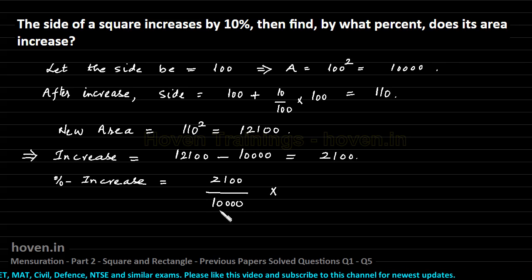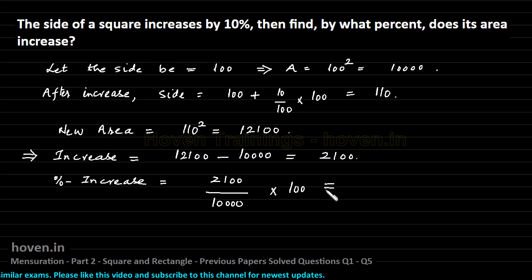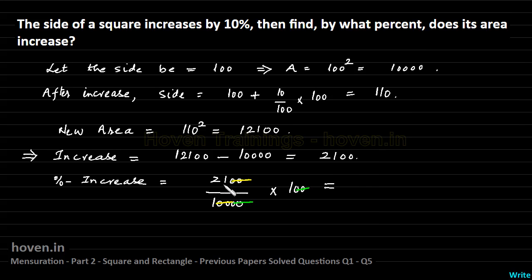Multiply it by the percentage will be obtained by multiplying by 100, which is equal to, now we can see these cancellations. These two zeros will cancel these two zeros, and these two zeros will cancel these two zeros. We will be left with 21. So the answer is 21%.